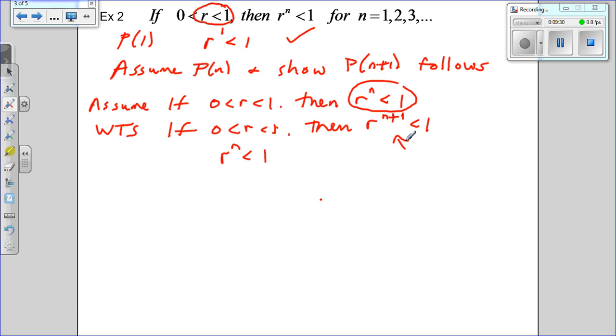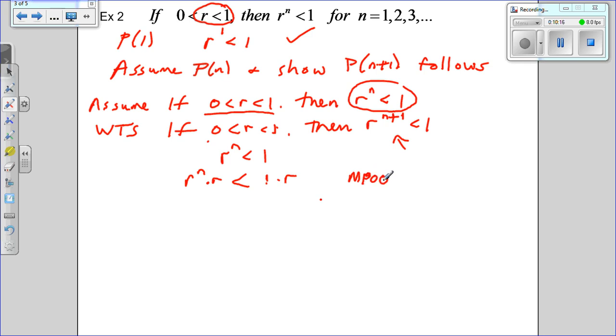So the left-hand side of WTS is r to the n plus first power. Look at our current power of r: it is r to the nth power. So in order to get that to be r to the n plus 1, let's multiply both sides by r. Now let's determine whether the sign flips or if the sign stays the same. Well, r is greater than 0. We know that from the assumption. So r is greater than 0, sign does not flip. This is MPOO, multiplication property of order.